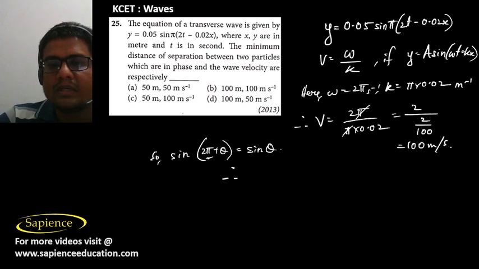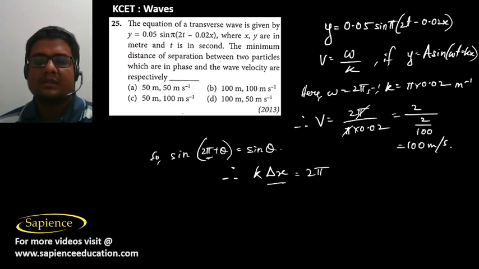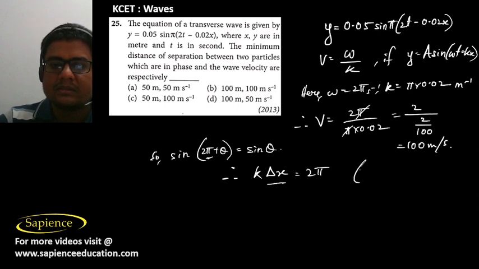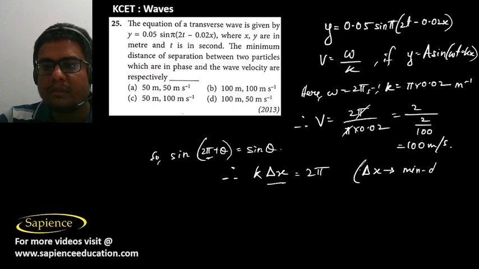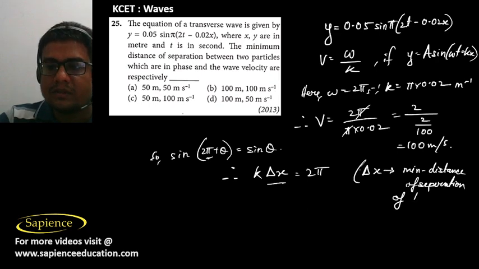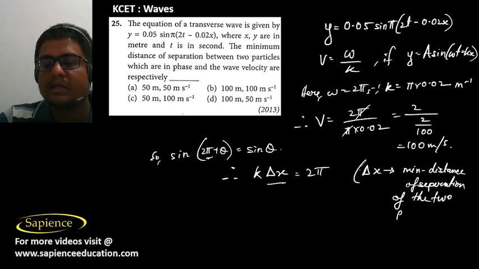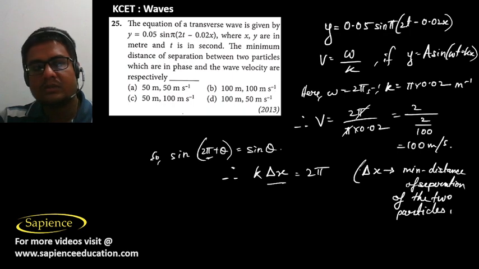So therefore k delta x, which is their path difference, their minimum distance of separation, k delta x should be equal to 2 pi. Then we can say that this delta x will be the corresponding value of the minimum distance of separation of the two particles which are in phase.